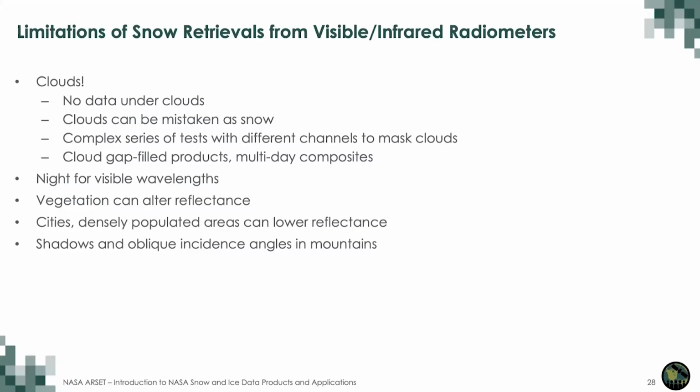There's also the issue, especially in mountains, of shadows and oblique incident angles. You don't get the reflectance retrieved because of those, because you're not getting that reflection in these shadow areas, and so you won't get data from those.